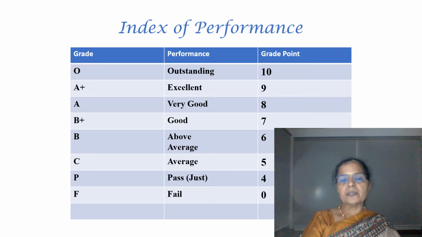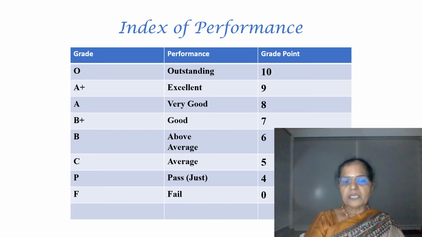You can see here the performance index of these grades or grade points. The O means it is outstanding. The performance level is outstanding and the grade point pertaining to grade O is 10. That means he has obtained 10 grade points out of 10, and that is the maximum grade points.